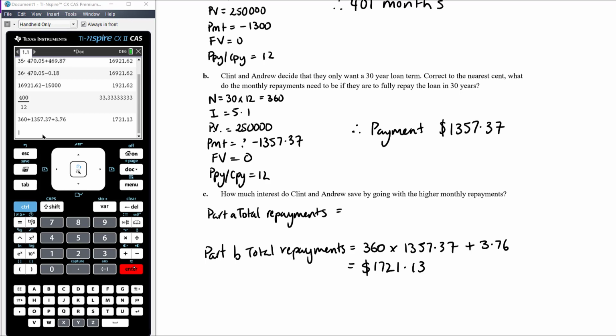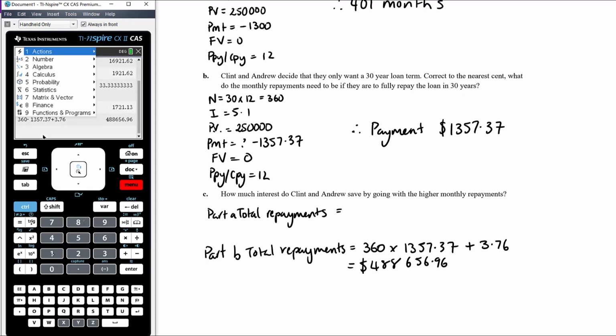1721.13 would be the total. Sorry, that's not right, is it? It's nowhere near enough. We're paying off a $250,000 loan. That should be a multiply there. Let's try again. So that is $488,656.96.